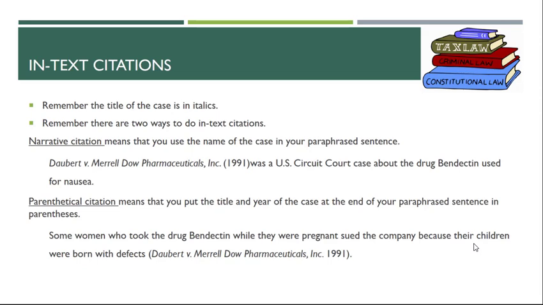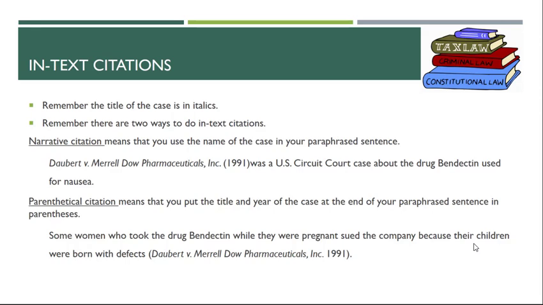Remember, there are 2 ways to do in-text citations. Here's an example using a U.S. Circuit Court case. The narrative citation means that you use the name of the case in your paraphrase sentence. Parenthetical citation means that you put the title and year of the case at the end of your paraphrase sentence in parentheses.